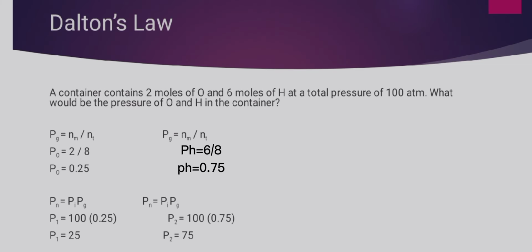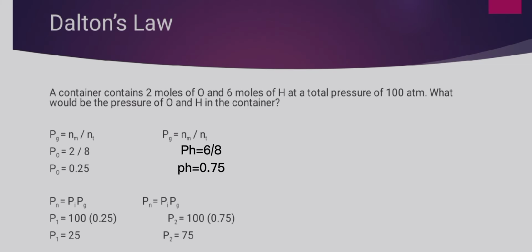So the first step, we use the formula Pg equals Nm over Nt, where Pg is the fraction of pressure of a gas in the mixture, Nm is the number of moles of a gas, and Nt is the total number of moles in the mixture. First, we should get the oxygen. Po equals 2 moles of oxygen over 8, which is the total of 2 moles of oxygen and 6 moles of hydrogen. Now we have 0.25.